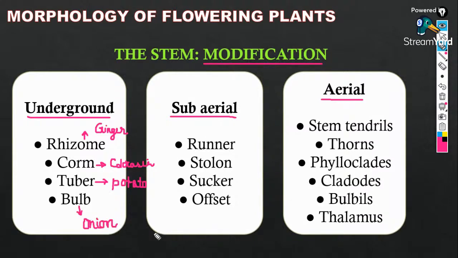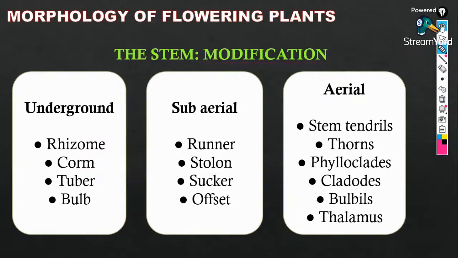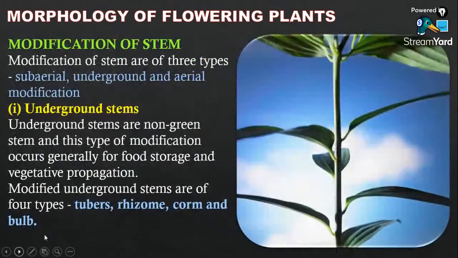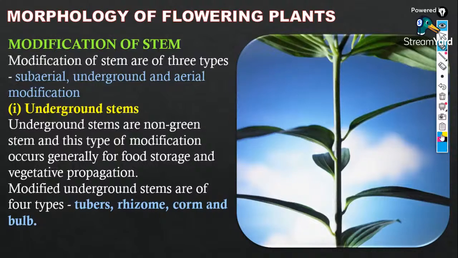Clear? This is a very important and neat point of view. Every time at least 2 or 3 questions come from this part of the chapter. Okay. So first let's discuss the underground stem, and then let's move forward with each part. There are 3 types of modification, that is subaerial, underground, and aerial modification of the stem. First, let's discuss the underground stem modification.